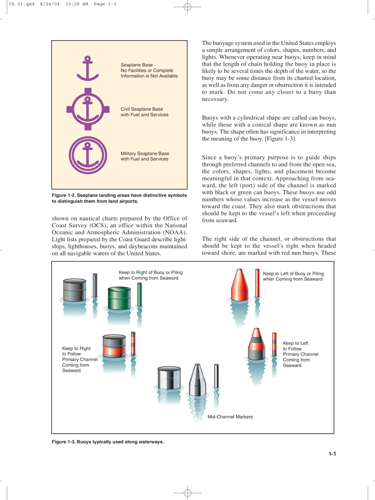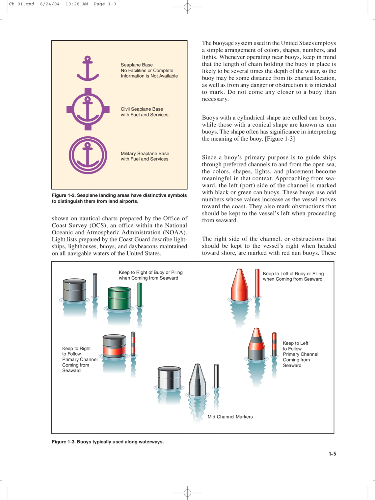Whenever operating near buoys, keep in mind that the length of chain holding the buoy in place is likely to be several times the depth of the water, so the buoy may be some distance from its charted location, as well as from any danger or obstruction it is intended to mark. Do not come any closer to a buoy than necessary. Buoys with a cylindrical shape are called canbuoys, while those with a conical shape are known as nunbuoys. The shape often has significance in interpreting the meaning of the buoy.